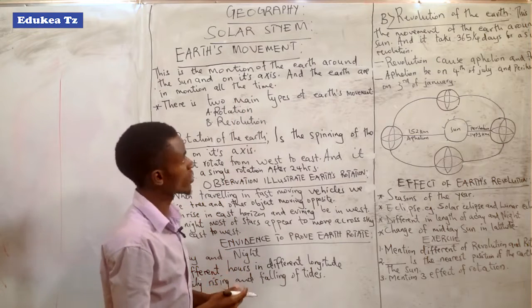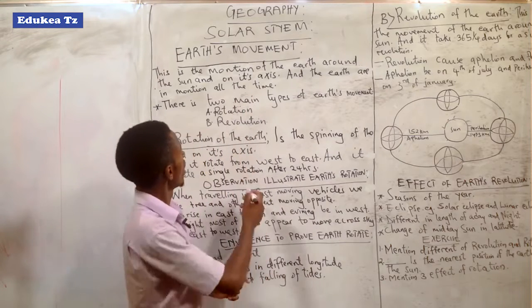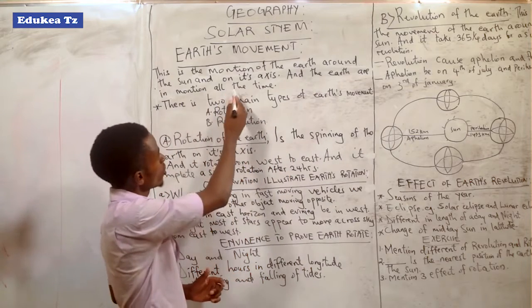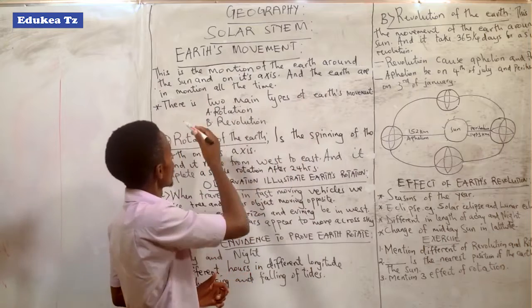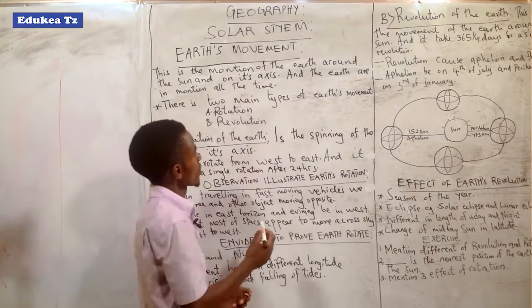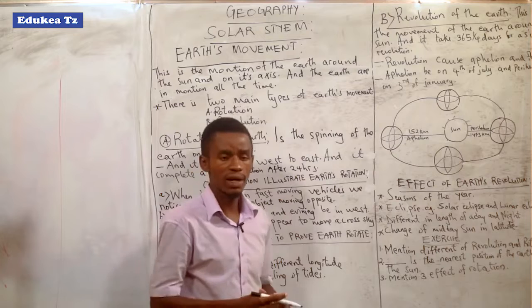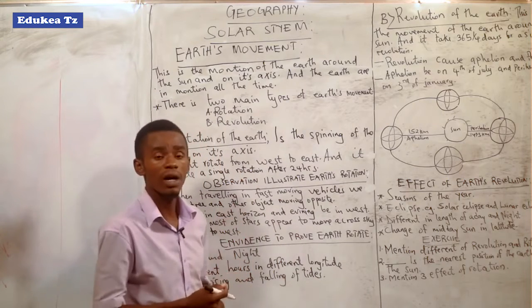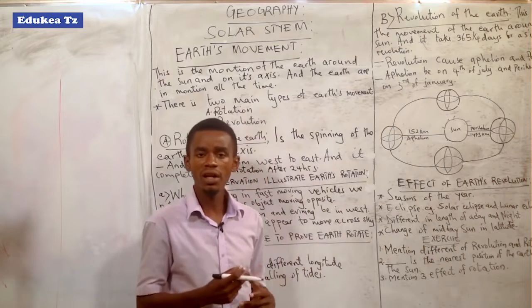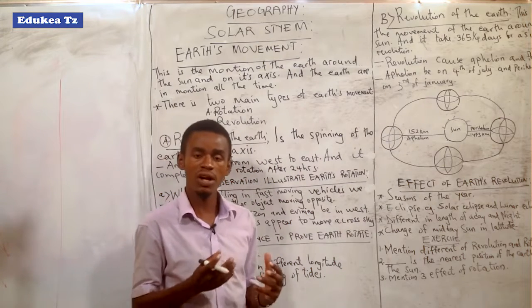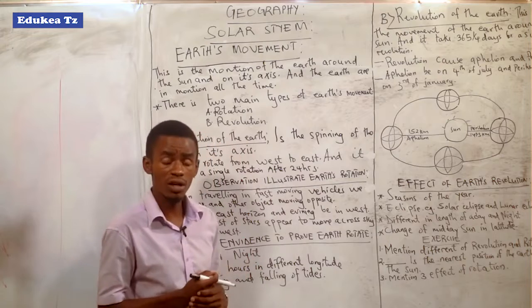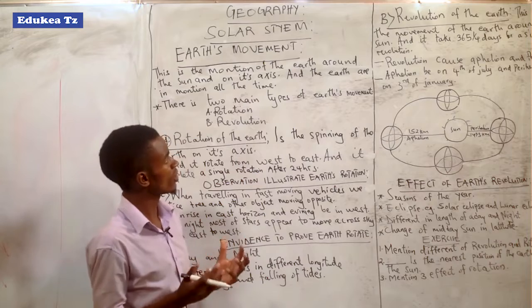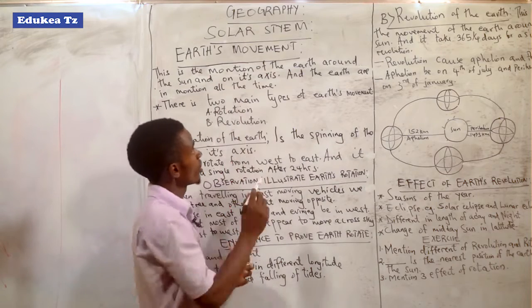When we talk about Earth's movements, it means the motion of the Earth around the Sun and on its axis. We can discuss this more by considering that the Earth is in motion all the time. The Earth tends to move from one point to another. The Earth is rotating, and the Earth is revolving around the Sun. All those motions in general we call Earth's movements.